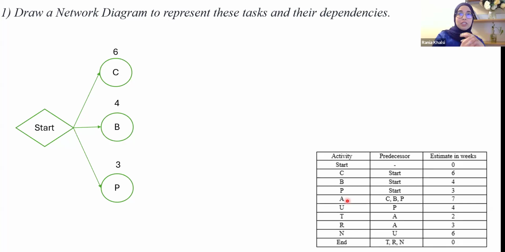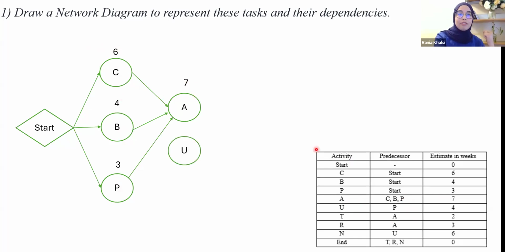Now, another activity, which is activity A. For activity A, we draw the circle representing it and come back to our table to see which activities it is connected to, in other words, which are the predecessors for activity A. We can see that there is a link from C, B, and P to activity A. So we have them connected to activity A, which, based on this table, takes 7 weeks. This is why we mention 7 here.